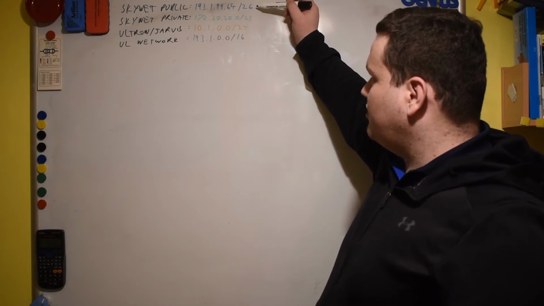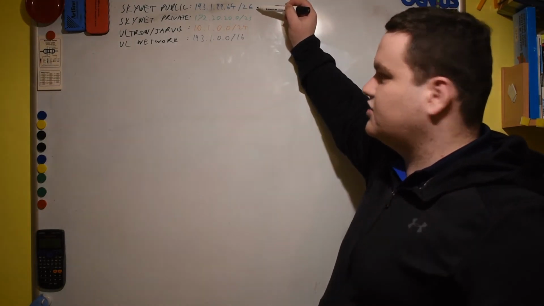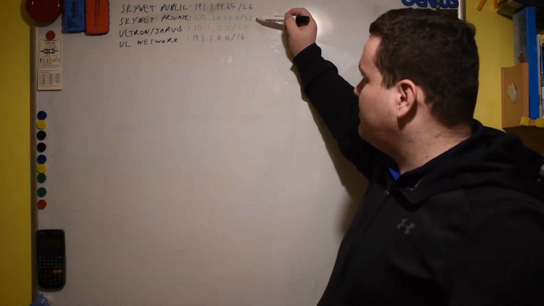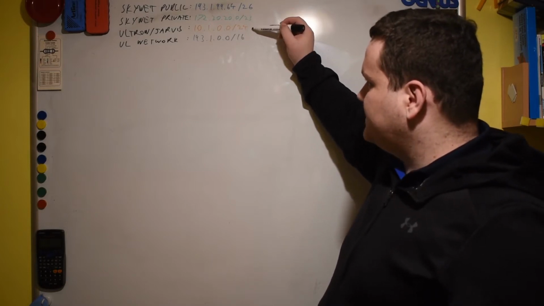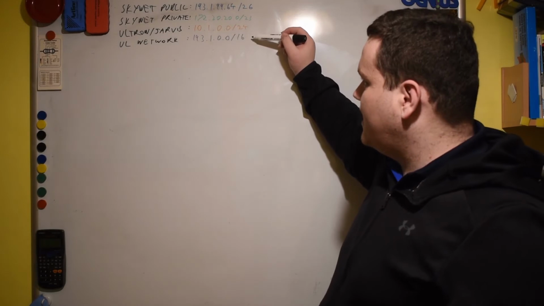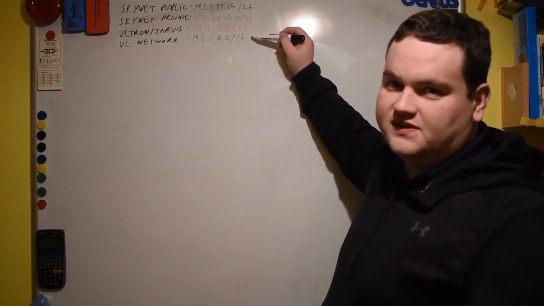Skynet public is a public address. Anyone can access these addresses from anywhere in the world. Skynet private is a set of private IP addresses. This is a set of private IP addresses as well. And this is a set of public IP addresses.